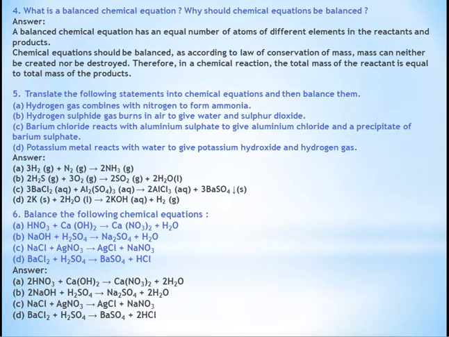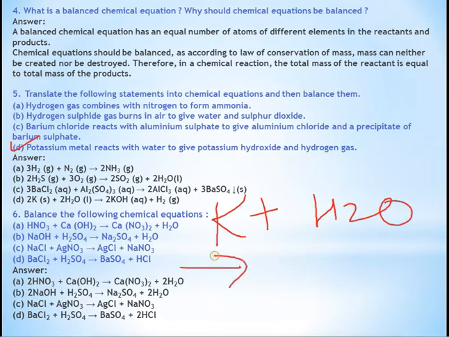Now the last question from this one. Potassium metal reacts. What is the symbol of potassium metal? K. It reacts with water, that is H2O, to give potassium hydroxide, KOH, plus hydrogen gas, H2. This reaction was the easiest one among the 4. Correct? Now we have to balance this equation.